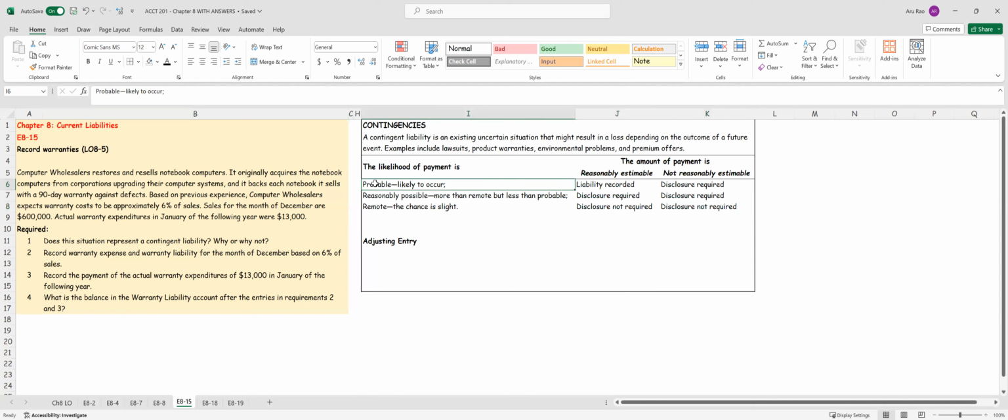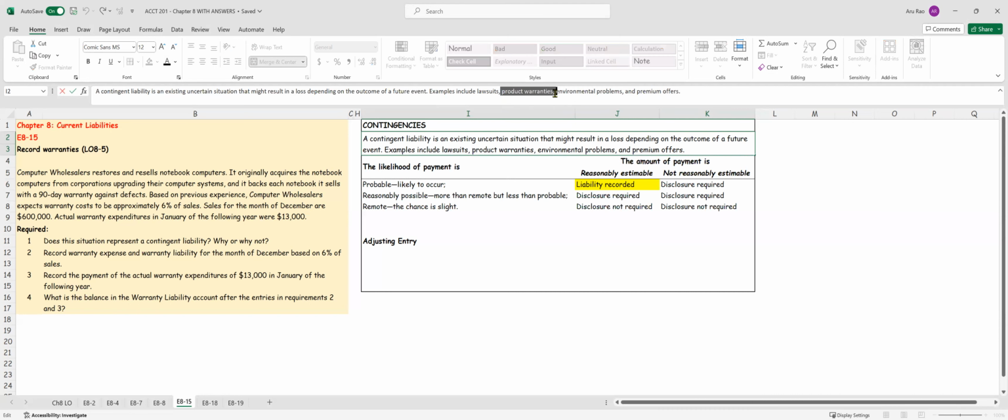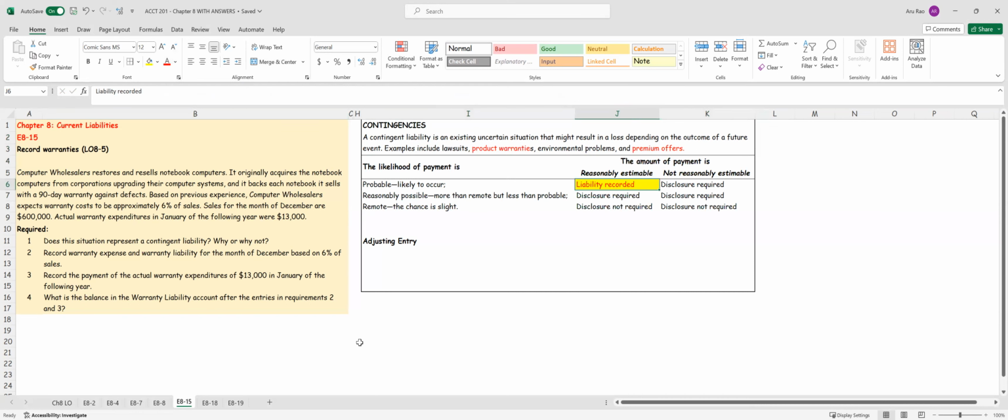So probable, I have to do a journal entry if I know the amount. That's the one we're going to focus on. I will do a journal entry if I know the amount. Here, what we are looking at is product warranties, definitely product warranties. I'm going to highlight this over here for us. And if you're looking at the premium offers, that's the coupons, in those cases, you are going to record a liability. You are going to do a journal entry because you can estimate those amounts. You will do a journal entry.